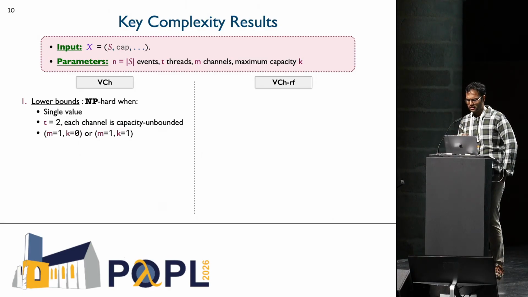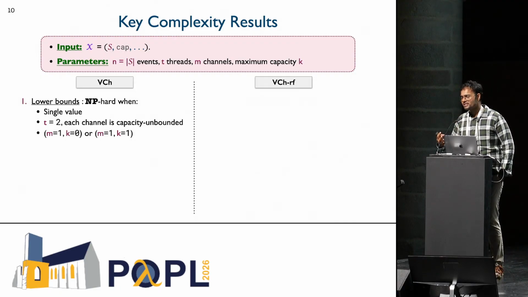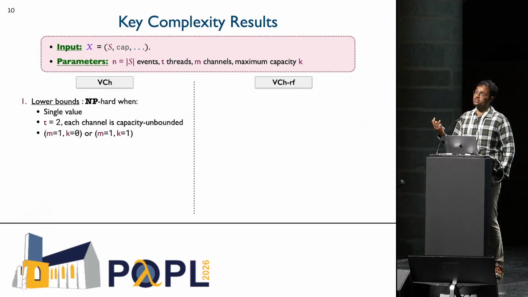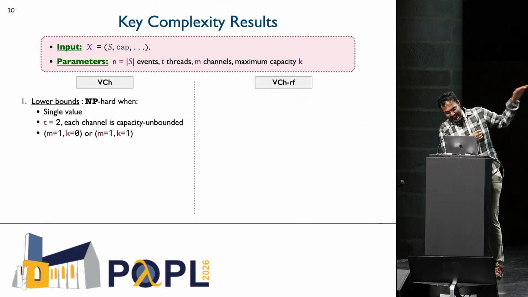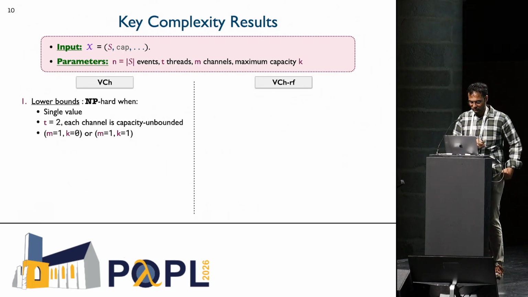For the experts over here, it would not be a surprise if I tell you that this problem of consistency checking is actually NP-hard. But the interesting part is that it's NP-hard in very surprising ways, something that you would not see in the case of registers, where communication is shared memory-based. We show that in each of these cases, the problem continues to be hard.